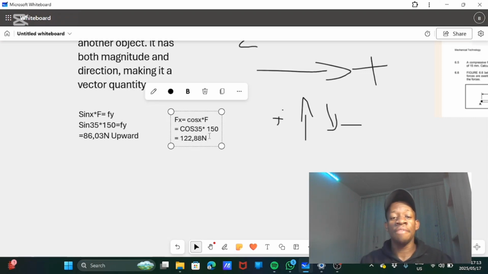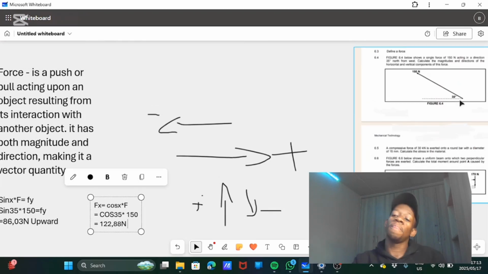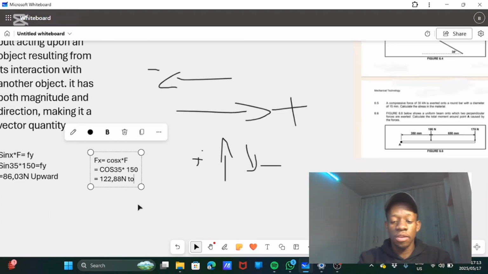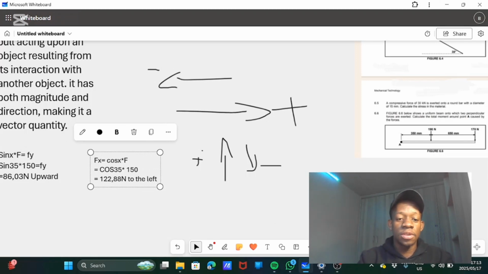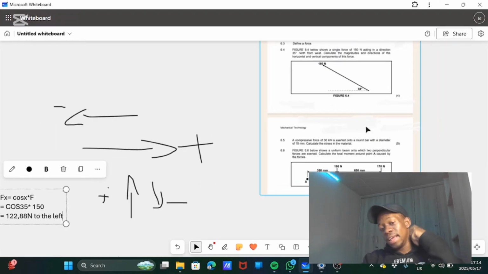Okay, Fx, which direction is Fx going? It's going to the left. So right now we have finished answering your question. You calculated both magnitudes and found the directions of the vertical and horizontal components. You have answered the question. Let's go to the next question.